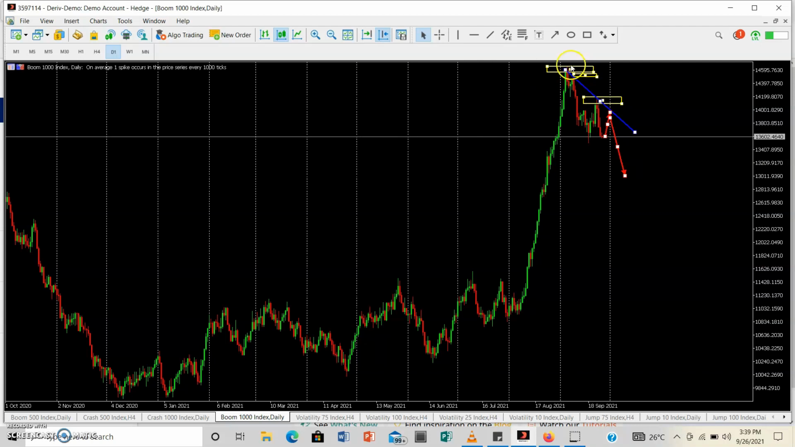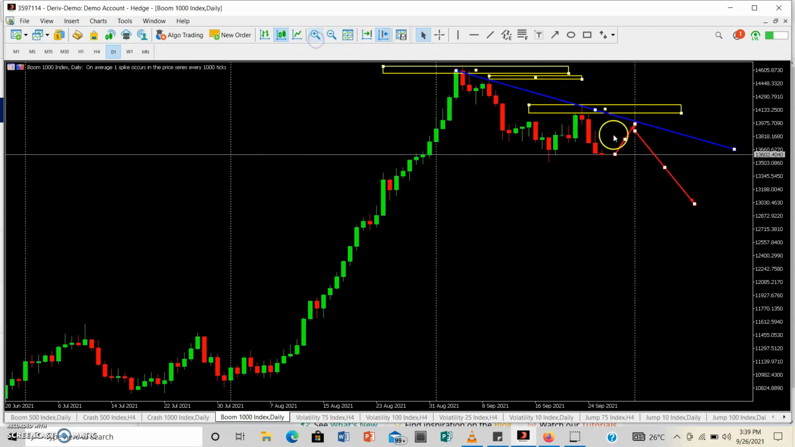Why? Because we already have this ceiling, which is our blue trend line that you see right there. This will become the ceiling for Boom 1000 as it pushes down. So we will never be able to surpass this point, but we'll keep on moving downwards to show that we're in a downtrend.